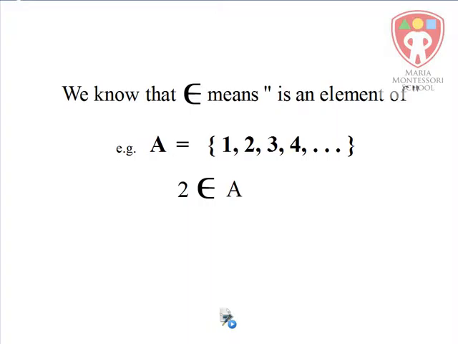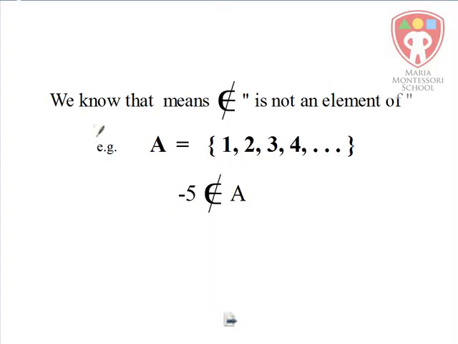We know that the E means is an element of. For example, in set A, when you look at the elements of the set A, number 2 is an element of set A. The E that has been crossed out means is not an element of. So in set A, when you look at the elements, you see that the number 5 is not an element of set A.